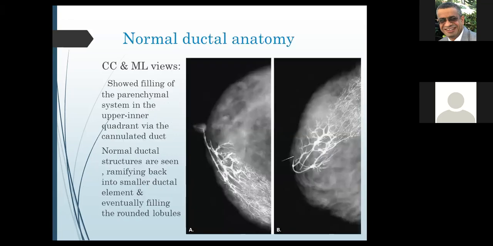Normal ductal anatomy, craniocaudal and mediolateral view. Now we show filling of the parenchymal system in the upper inner quadrant via the cannulated duct. Normal ductal structure is seen ramifying back into a small ductal element, eventually filling the rounded lobule.